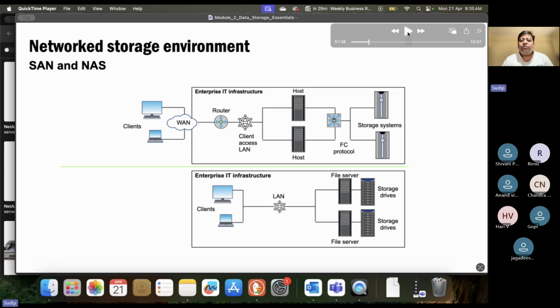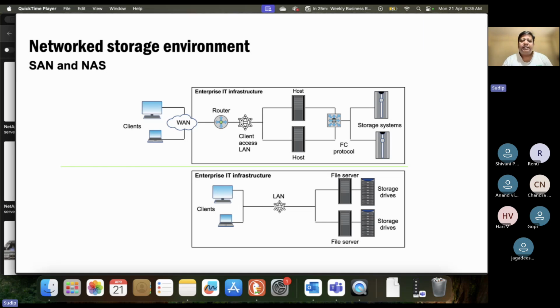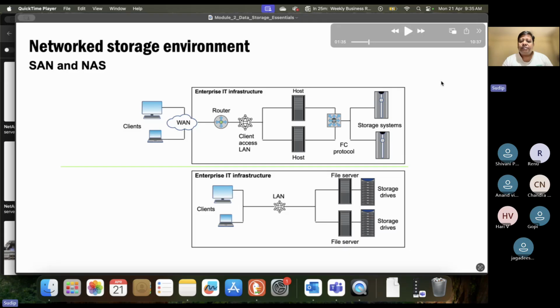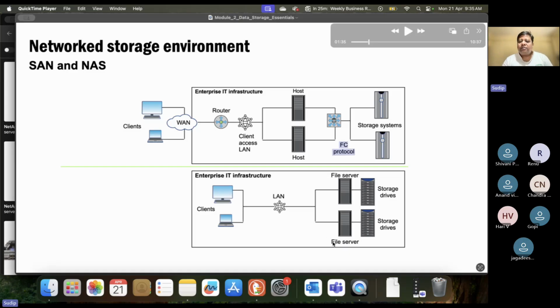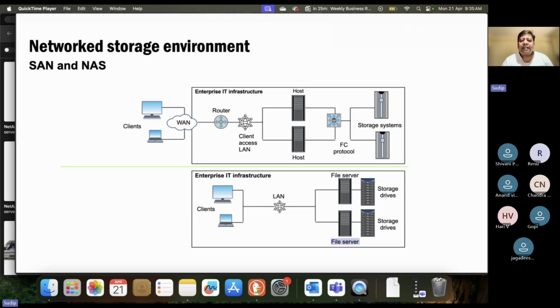So you see two diagrams here. There's a diagram on the top which says that it is using something called FC protocol. You see here, FC protocol is written. And the diagram on the bottom, there is no protocol mentioned. It simply says there is a file server here. Now, can any of you tell which diagram is SAN and which diagram is NAS? And maybe one or two sentences why.